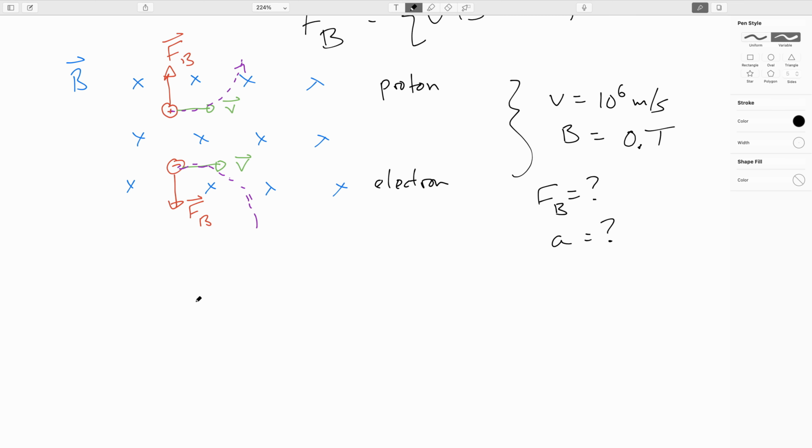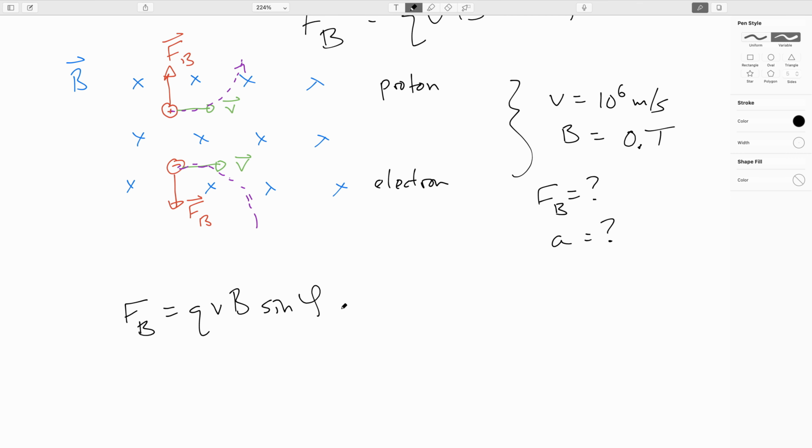Well, let's start with the magnetic force. We've already got the directions worked out by the right-hand rule, so we just need to get the magnitude here. The magnetic force is going to be equal to QVB times the sine of the angle between V and B. Here, B is going straight into the screen, and V is going straight to the right on the surface of the screen. So that's a 90-degree angle, and that's true regardless of whether it's the proton case or the electron case. V and B are making a 90-degree angle.